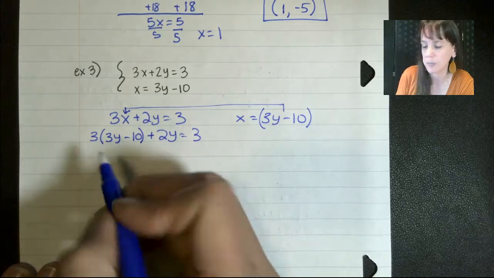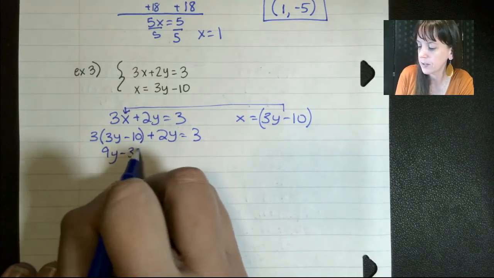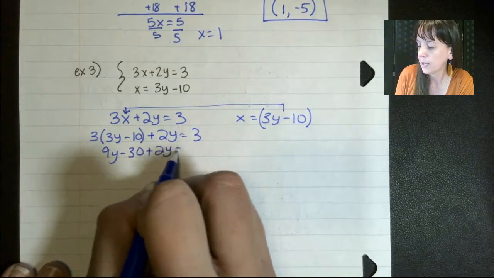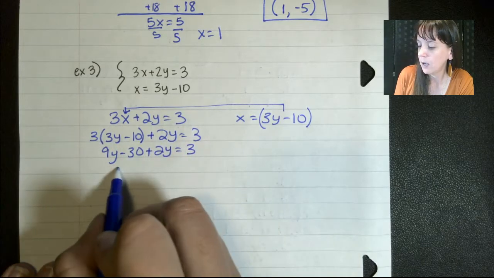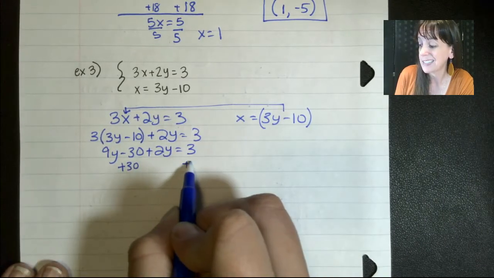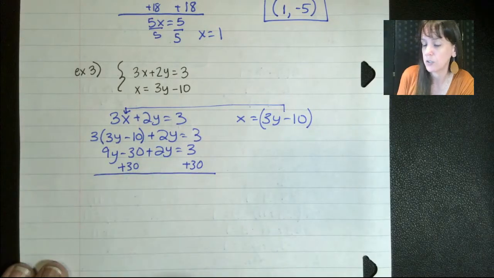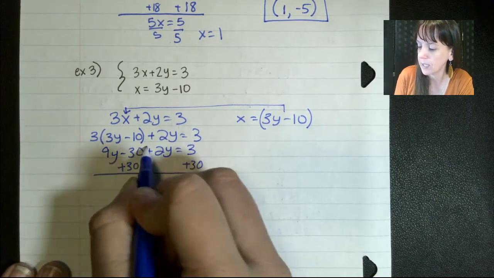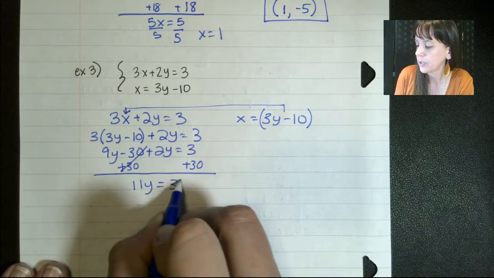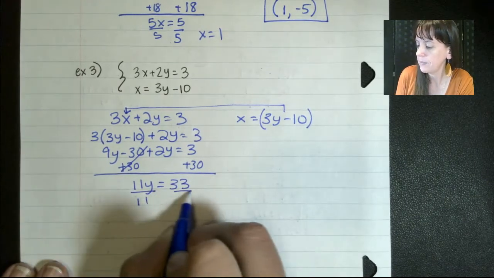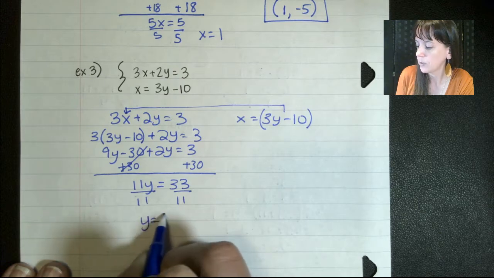All right, let's go ahead and distribute there. We get 9y minus 30 plus 2y equals 3. Add 30 to both sides, and at the same time, I'm going to do 9y plus 2y, which gives me 11y. Cancel that out. Equals 33. Divide both sides by 11, and y equals 3.